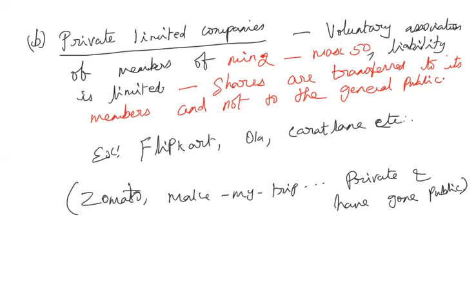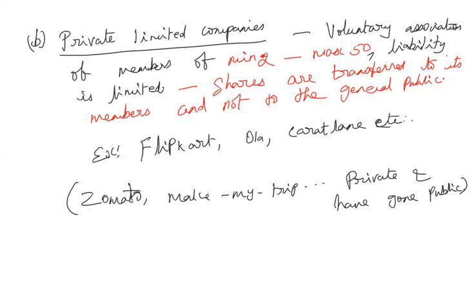And the advantage of the public limited company is, by floating the shares to the general public, they get more and more capital, isn't it? That is the reason most companies want to expand their business. So they list their companies in the stock exchange, and they issue the shares to the general public. Initially they can be started as a private limited company, and over a period of time, they can become a public limited company. Okay, so this is the second category.